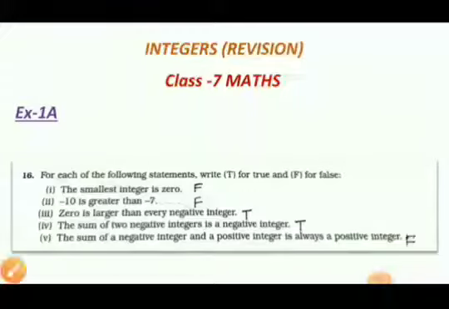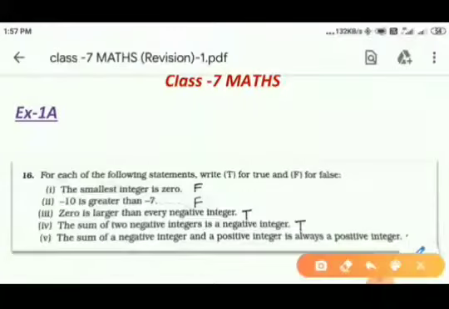Take these true false questions from your book, children. I have taken exercise 1a, question number 16, in which you have to write true for a true statement and false for a false statement. I am reading the first one. The smallest integer is 0.